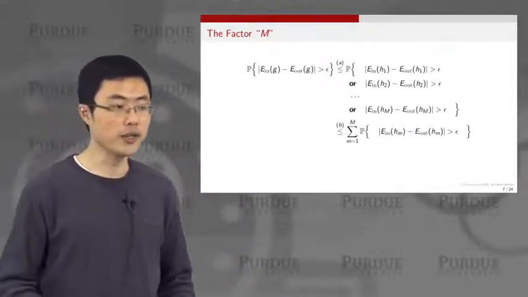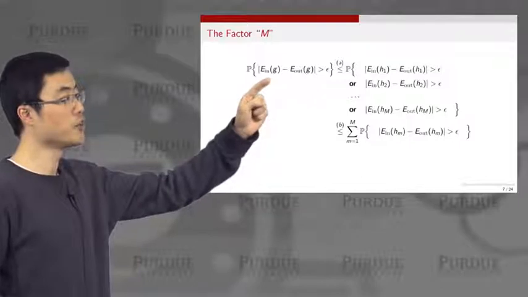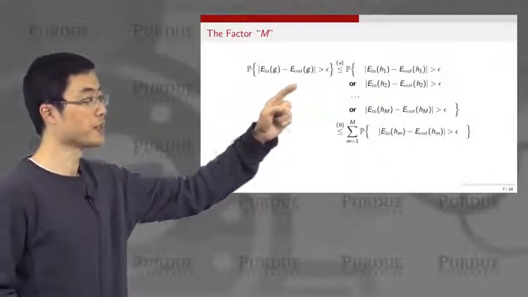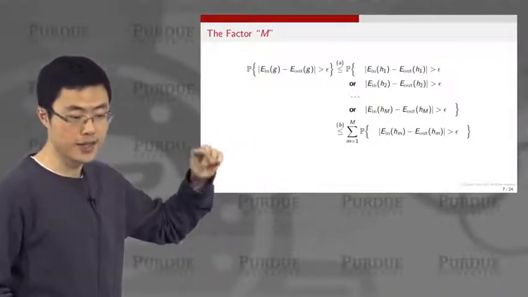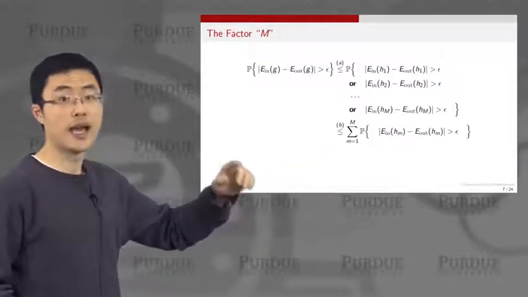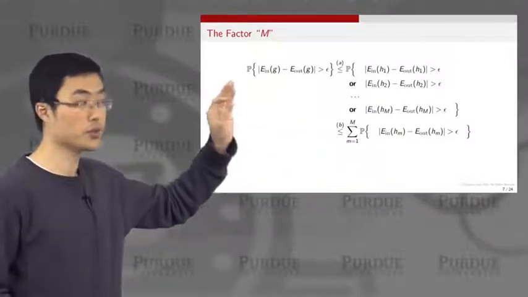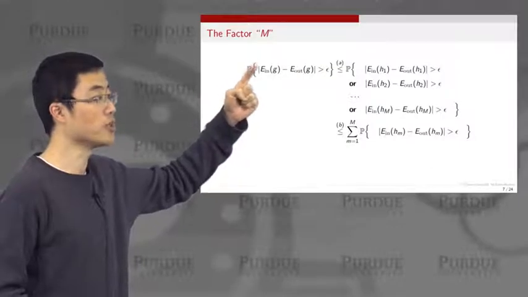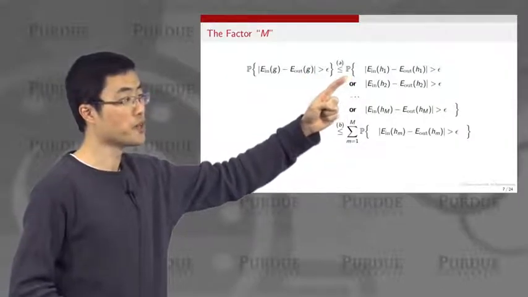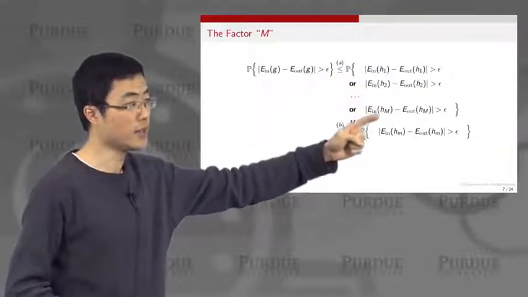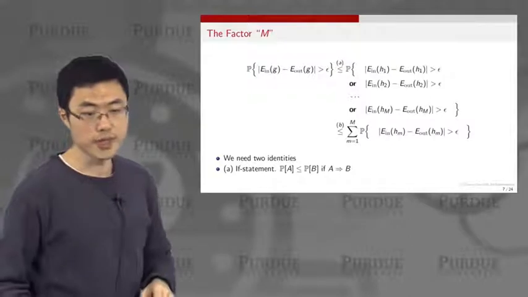What do we do? You can apply the following trick. First of all, you start with the event that you are looking at: E_in of g minus E_out of g bigger than epsilon. This is the probability that you want to evaluate. Remind yourself that g is the final hypothesis, the hypothesis after the learning algorithm has seen the data sets and made the decision. So this is the final hypothesis that you actually want to evaluate. Now, the right-hand side will just be the probability applied to all these M events. So how do we get to A? A is a statement as follows.